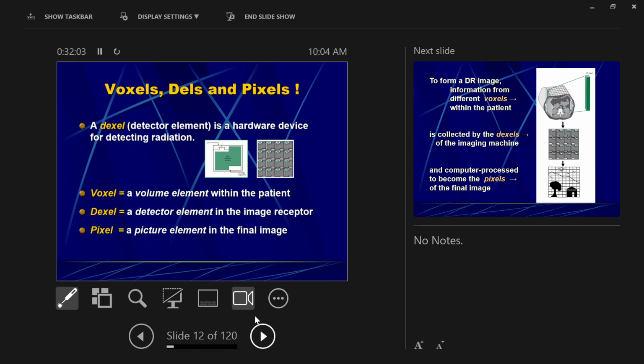Okay, so let's make sure we just have that down. A dexel is a hardware device for detecting radiation. A dexel is a detector of light. They say radiation, but you should know that radiation comes in all forms. Visible light is a form of radiation. X-rays are a form of radiation. So it's all radiation.